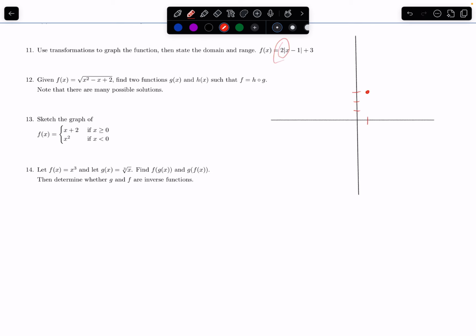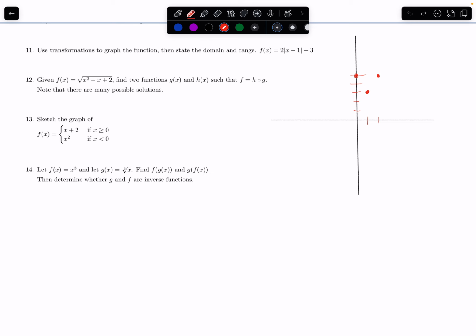Notice this is a positive number, so I don't have to worry about reflecting downwards. It's going to still open the same way. And it's going to open twice as fast upwards. So instead of normally you go left 1, up 1, right 1, up 1, well, because this is a 2, I'm going to go left 1, up 2, and right 1, up 2. And then just connect those dots.